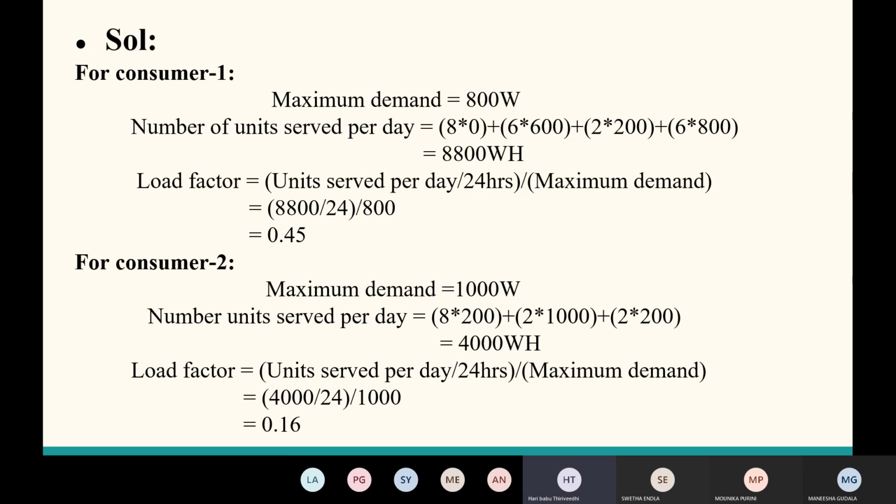Right. First one, to find maximum demand. First, maximum demand of consumer 1. Look at the table for consumer 1. The demands are no load, 600, 200, 800, no load. So that's why 800. So maximum demand of consumer 1 is 800 watts.